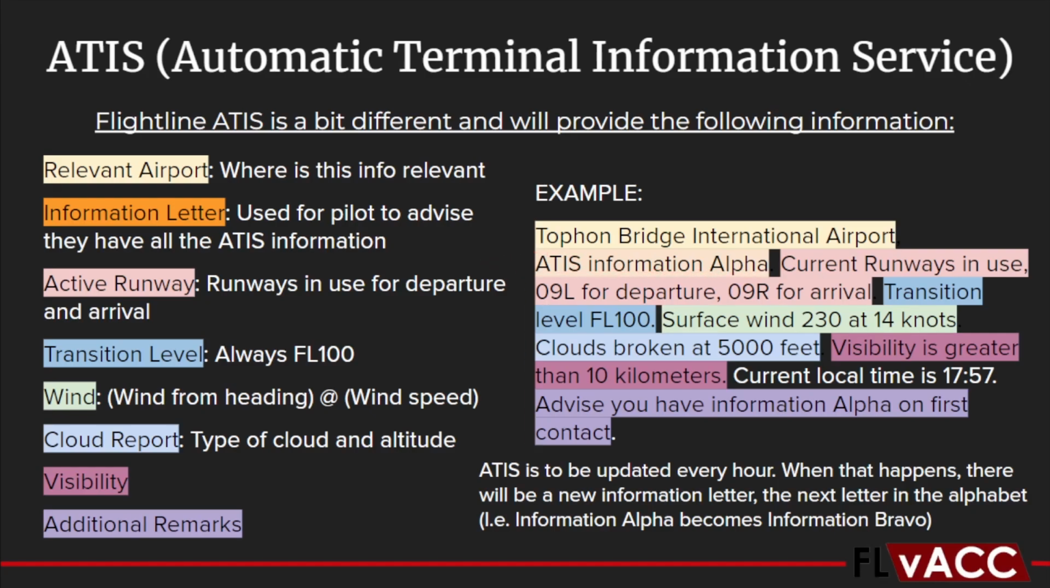The ATIS is supposed to be updated every hour, and when that happens, the ATIS letter, or password, will update to the next letter of the phonetic alphabet. For example, information Alpha, or A, would update to information Bravo, or B. The most important bit of information for controllers here is usually the active runways and visibility. Both the active runways and ATIS are set by tower.